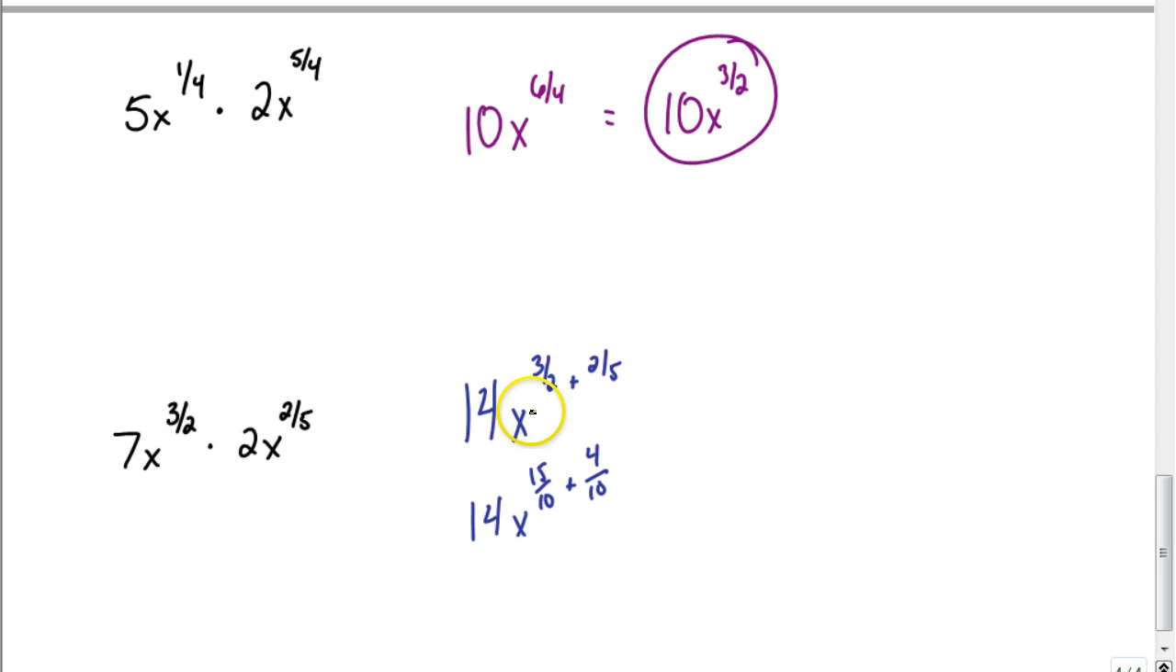So sure enough, 15/10 reduces to 3/2. 4/10 reduces to 2/5, so I haven't changed the value at all. I've just changed how they look. And now we can add those together. So we would have 14x, and 15 plus 4 would be 19, so this would be 19/10. That can't be reduced at all, so that would be your answer.